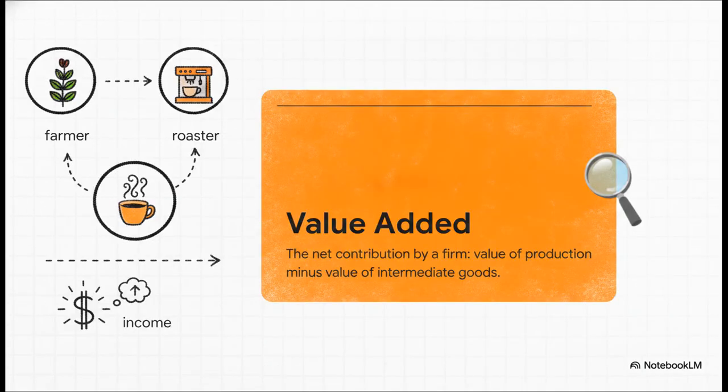To make absolutely sure we only count things once, economists use this brilliant concept called value added. It's exactly what it sounds like, the net contribution made by a specific firm. It's simply the value of what they produced minus the value of the intermediate goods they used up to make it. This means every single time you buy a coffee, the final price is justified by the exact value added at each step, the farmer, the roaster, the barista, and those additions become their respective incomes.